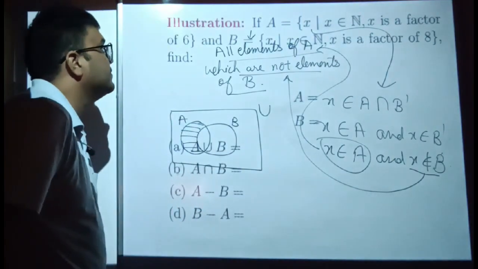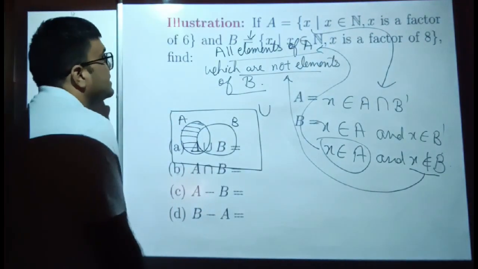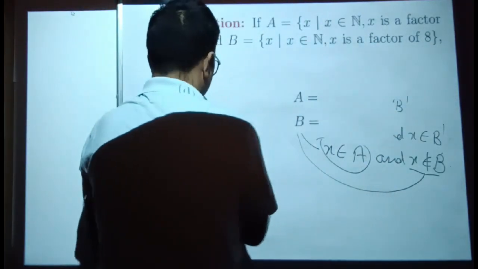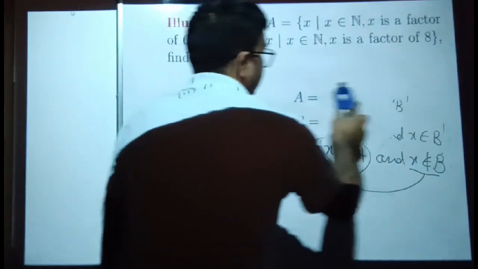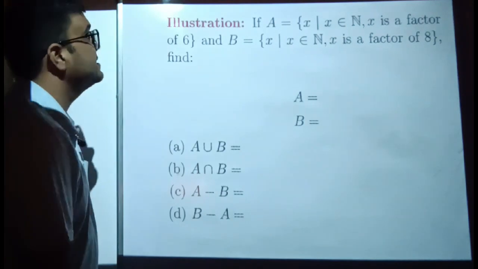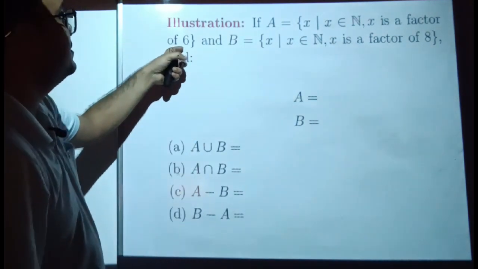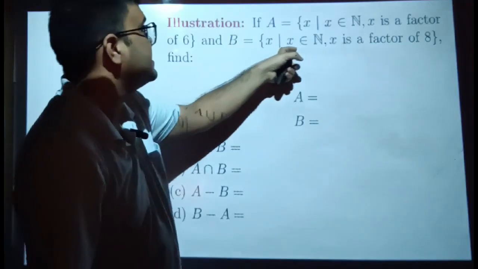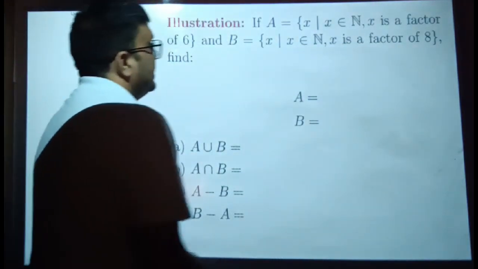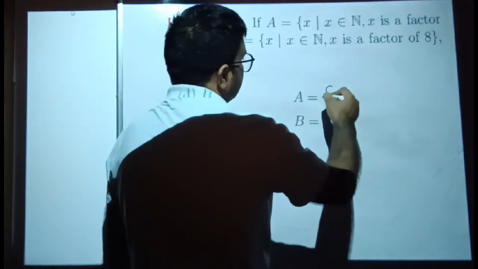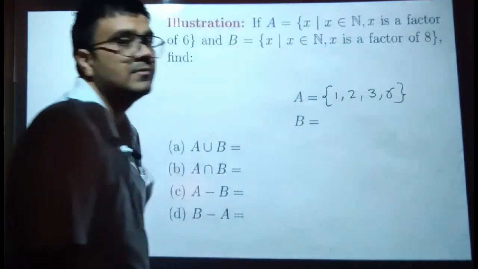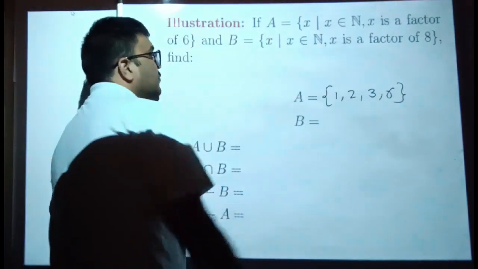Next we have an example. It says A is the set of natural numbers which are factors of 6, and B has natural numbers which are factors of 8. A has elements, what are the factors of 6? 1, 2, 3, 6. What are the factors of 8? 1, 2, 4, 8.